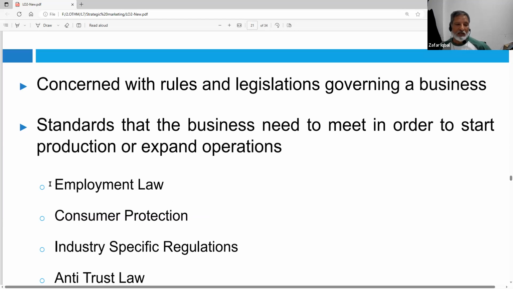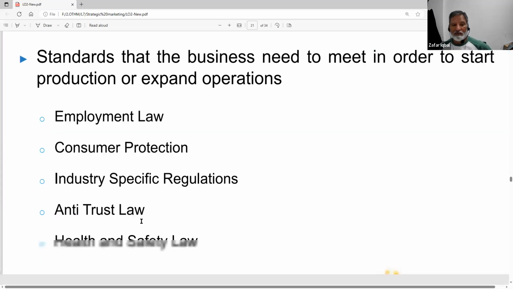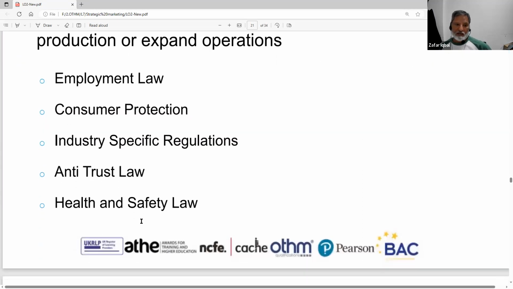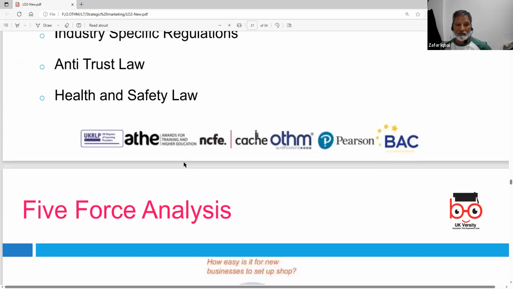If they don't abide by these laws, for example, minimum wage law, employment law, safety laws, specific industrial laws, or recycling laws, then of course the organization will be affected, and if they need to survive, they need to take these into consideration. So the external factors are very important factors to be taken into account when you are designing your marketing strategy and your objectives.